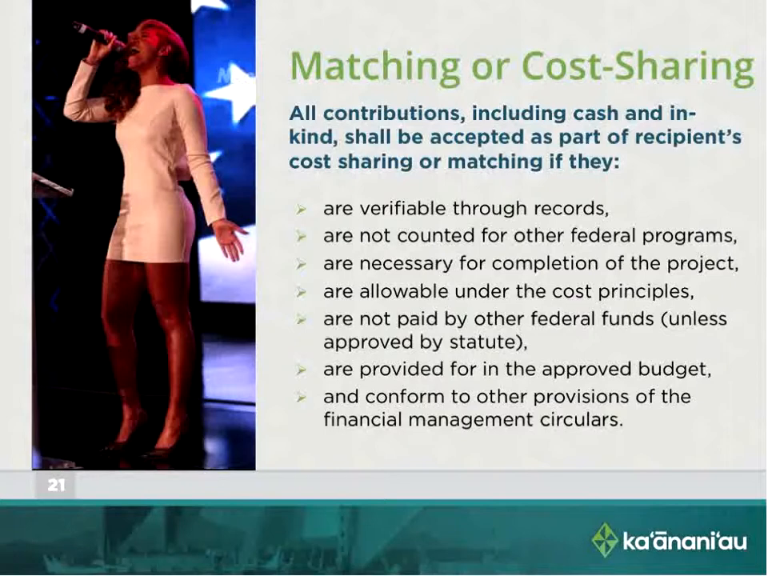Two, you can't count it for other federal programs. Say someone donates a computer to you, and it's being used by an A&A project staff. You can't use it to meet your EPA non-federal share. It's like spending the same dollar twice. So you treat it just like that.